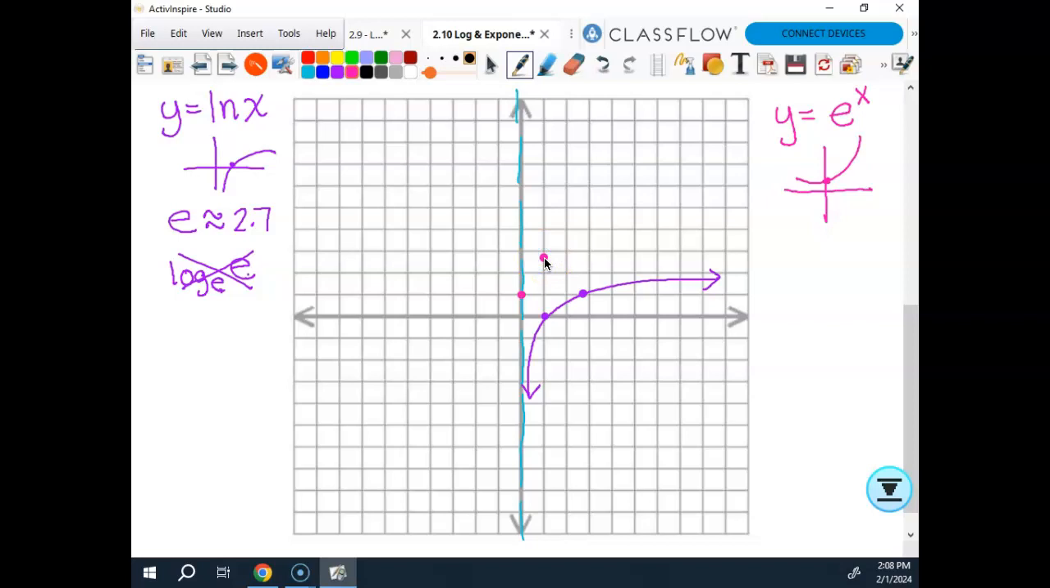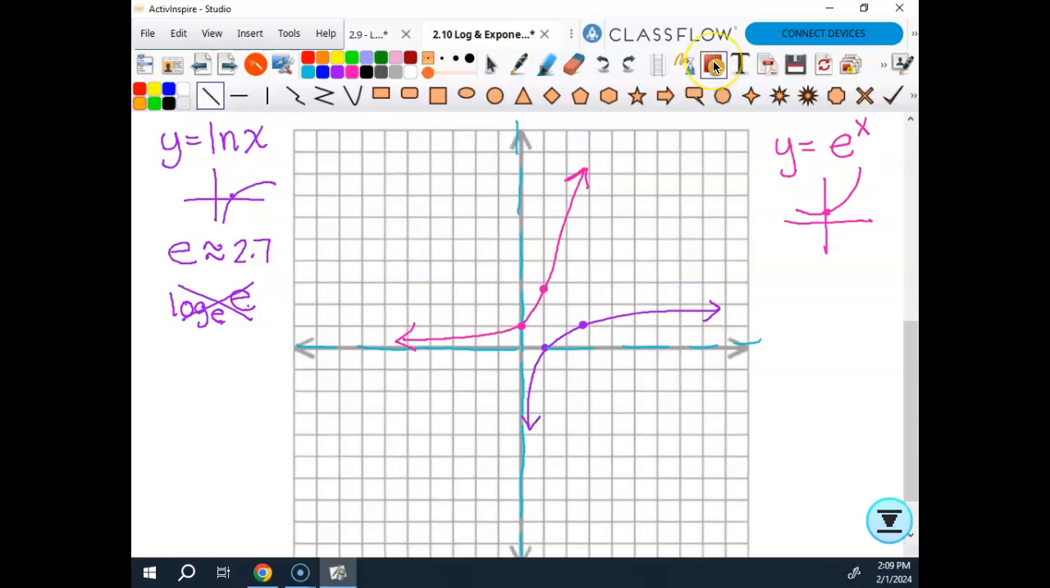Okay? And I know that I have an asymptote here. So I then can sketch this in right here. And you can see once again that these are inverses of each other. And let's sketch in the y equals x line.